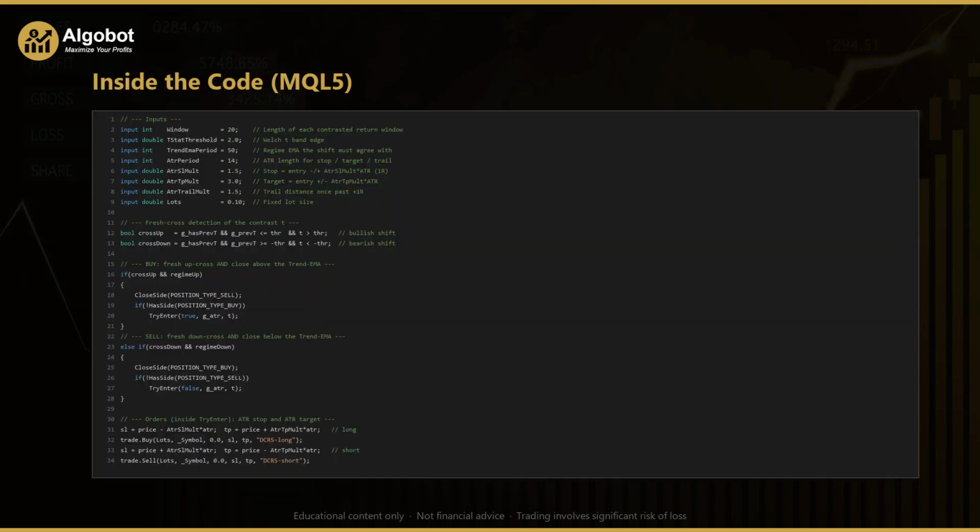Let's look at the actual MetaTrader 5 code driving this. At the top, you can see the input parameters. Window sets the length of each of the two contrasted return windows, defaulting to 20. TStatThreshold is the band edge, how decisively the drift must shift before a trade is considered, and it defaults to 2.